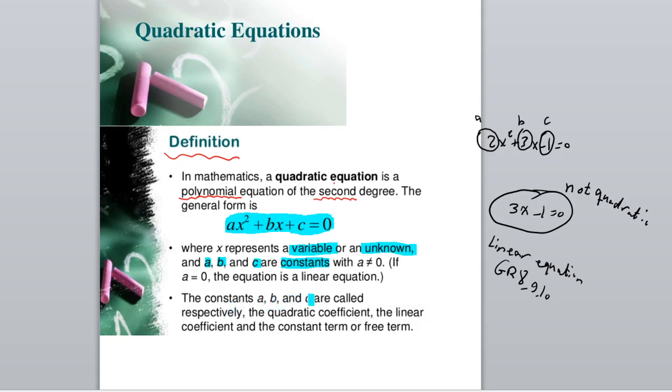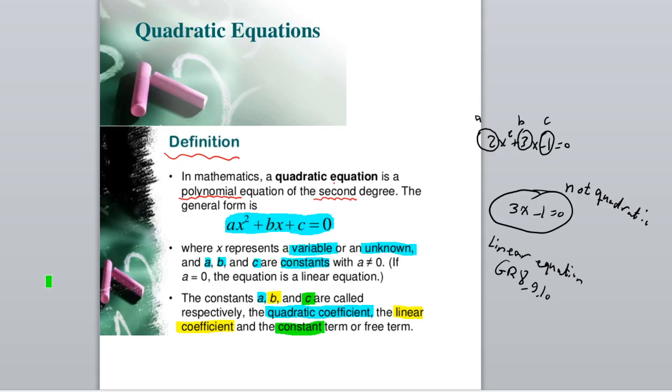The constants a, b, c are called respectively the quadratic coefficient, the linear coefficient, and the constant term or free term. a is called the quadratic coefficient, which is the coefficient of x squared. b is called the linear coefficient, and c is called the constant. We know what we mean by coefficient: a coefficient is the number that's multiplied by a variable. So a is the quadratic coefficient, b is the linear coefficient, c is the constant.